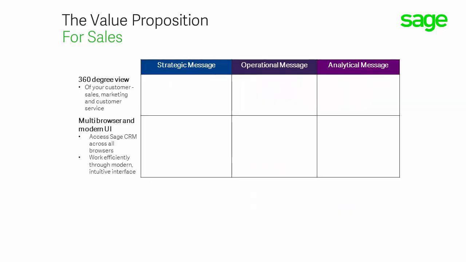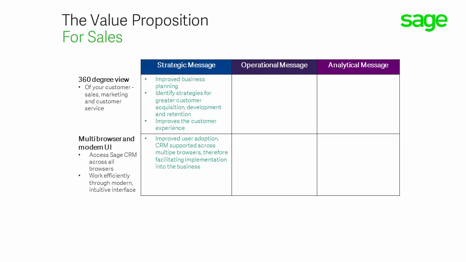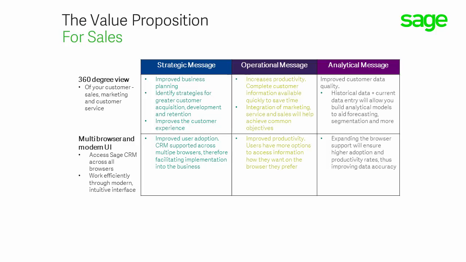Another dimension of looking at sales could be around the whole multi-browser or modern UI. So if I talk about that strategically, operationally, and analytically, you can see as that slide builds there, different styles of messages depending on the sort of person and conversation you're having. So it could be strategically, the modern multi-browser UI is all about cultural impact, making sure that people who need to use the system want to use the system. It's simple, it's easy to use, it's a pleasure to enter data.